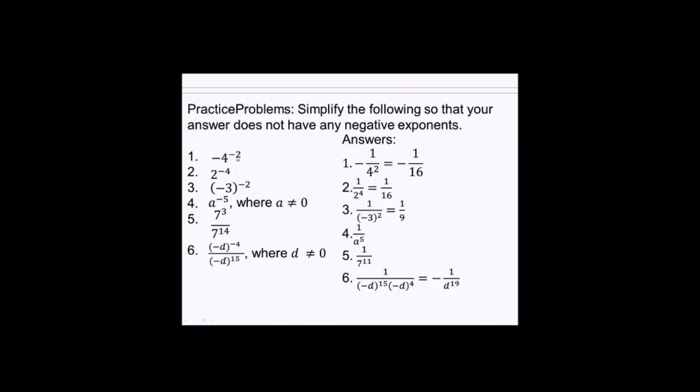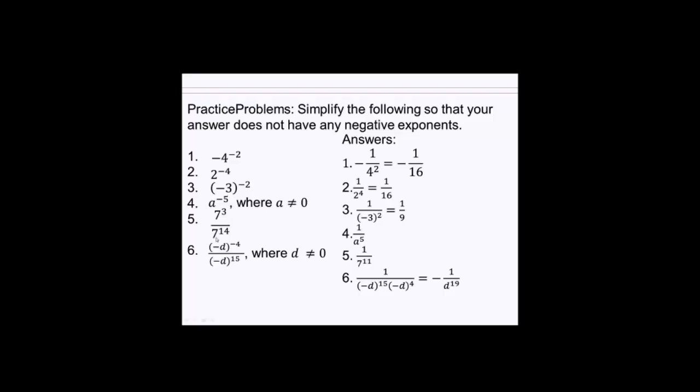4 to the negative second, which means 4 to the positive 2 power in the denominator. This negative, there is a parenthesis here. Remember we said imagine a parenthesis here, so you know how to evaluate. 2 to the -4 power will give 2 to the +4 power in the denominator. -3 to the -2 power. -3 is the base. +2 power in the denominator. A to the -5 will become 1 over a to the 5.